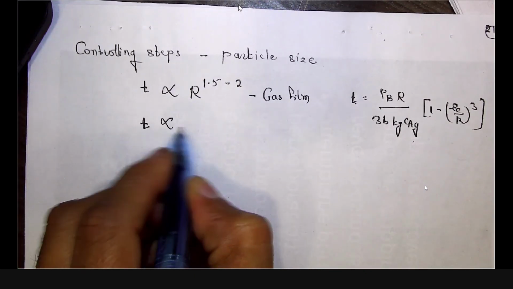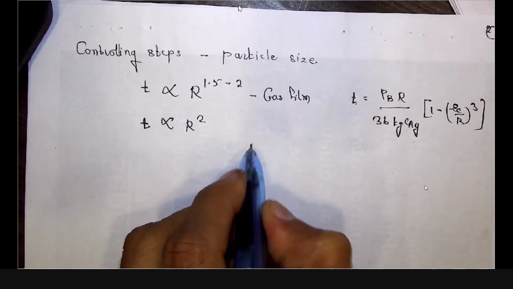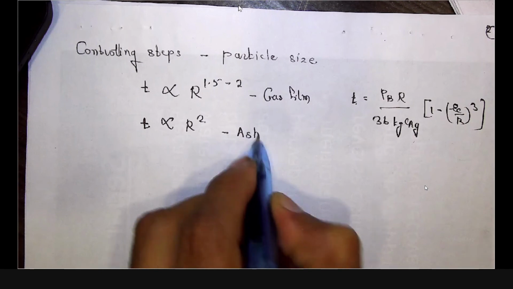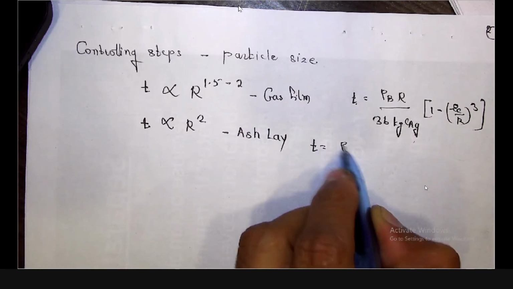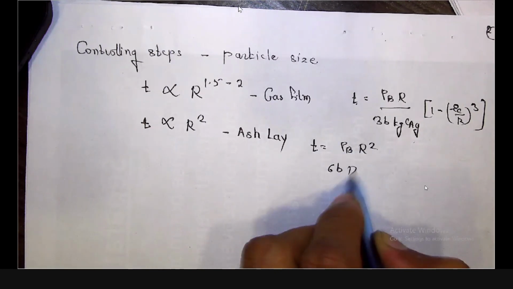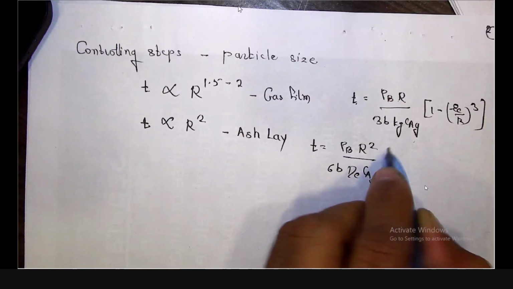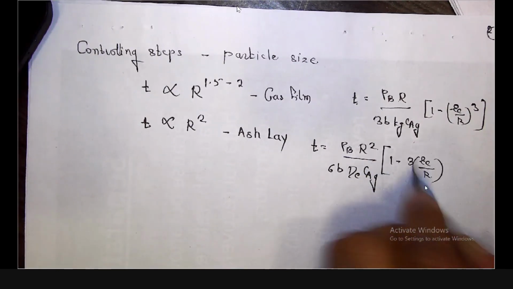Then another is that T goes as R square, and this is for what? The ash layer. How will it be? T is equal to rho b R square over 6b D CAG, and this will be 1 minus 3 Rc upon R squared.